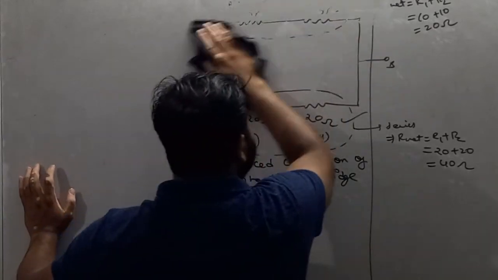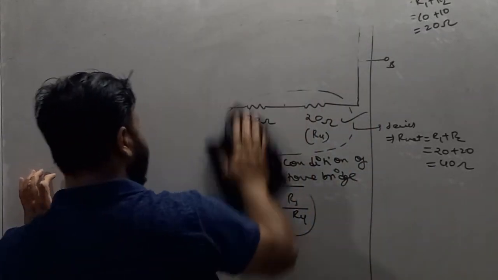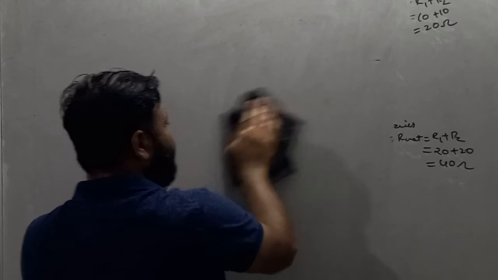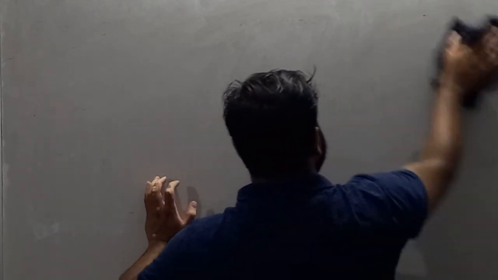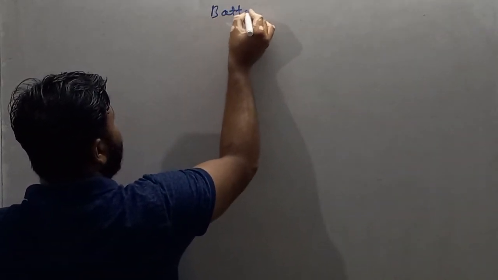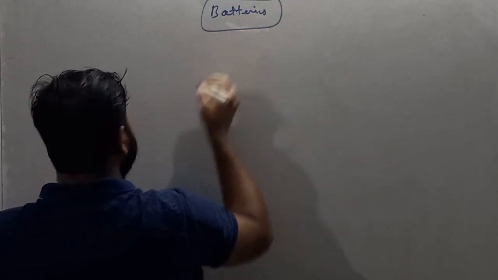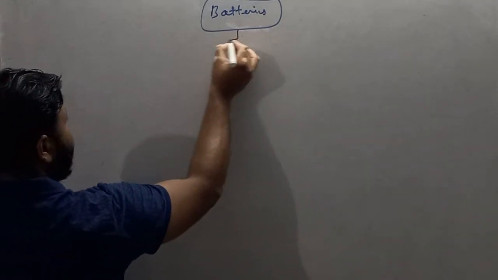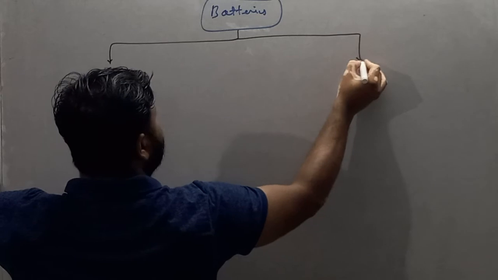Moving forward, my dear student, write down the next topic. It is the next part of this chapter called batteries. So write down the next topic, batteries. Dear student, in physics, batteries are of two types.